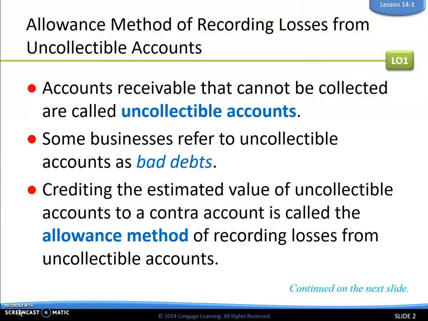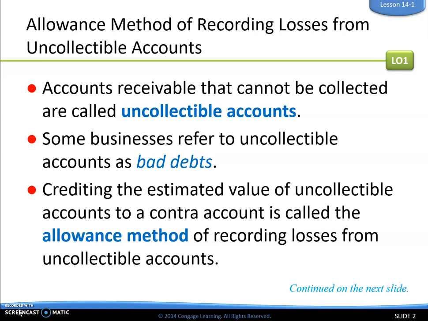So first slide here is just some definitions. Uncollectible accounts are any accounts receivables that cannot be collected. So what happens is people are buying from us on account, they owe us money, and we're not collecting money from them. Okay. Some businesses refer to this as bad debts. Bad debts, uncollectible accounts, same thing.